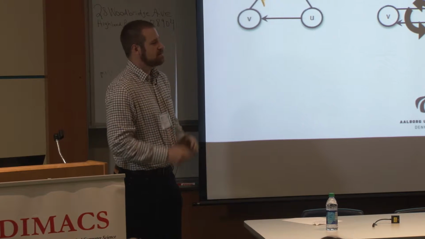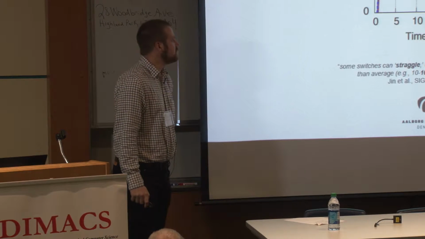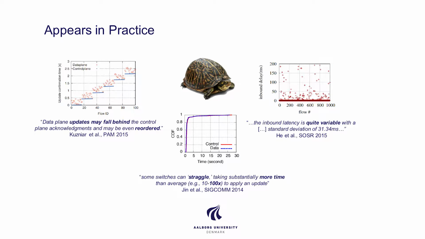Now this is not just a theoretic problem. What was shown some years ago on some commodity data center switches is that when you tell a lot of switches to update, then a lot of them will update roughly at the time you want them to update. But some of them, maybe under heavy load or something else, delay their update, straggling even seconds, up to 100 times behind, meaning that this forwarding loop in extreme cases could even last for some seconds.